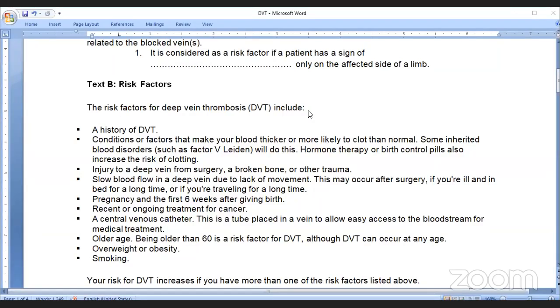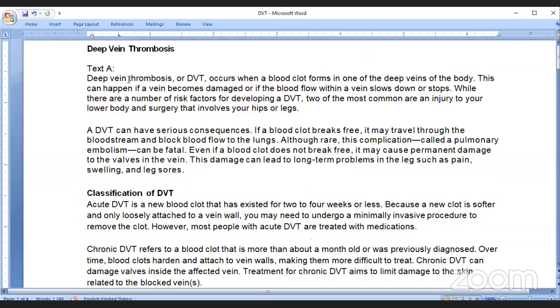Third: injury to a deep vein from surgery, a broken bone, or other trauma. But it is not written only on the affected side of the limb. We can think about these things if we cannot find any good answer in other parts of the text. Okay, so let us go to text A. Deep venous clot.